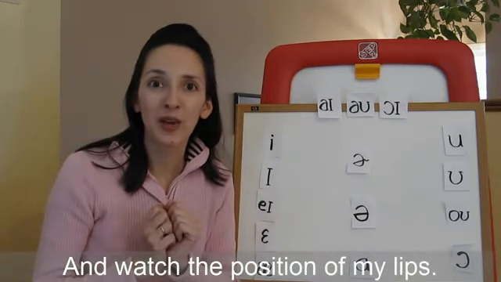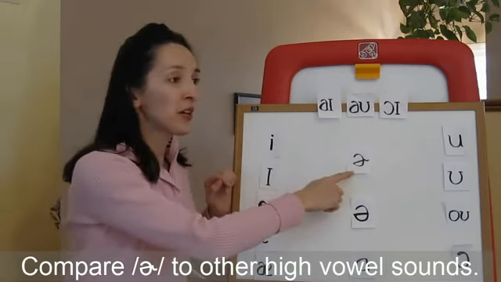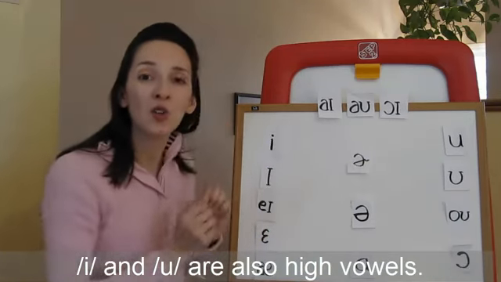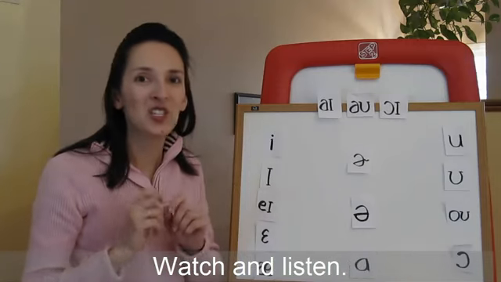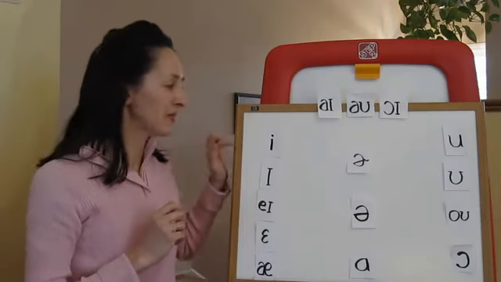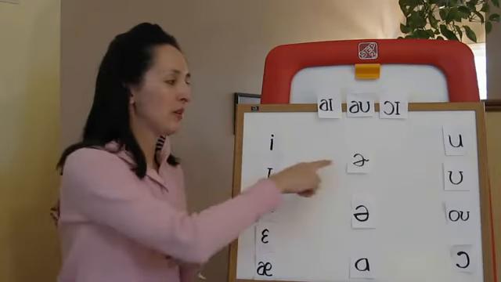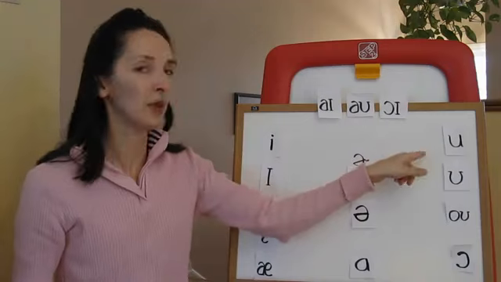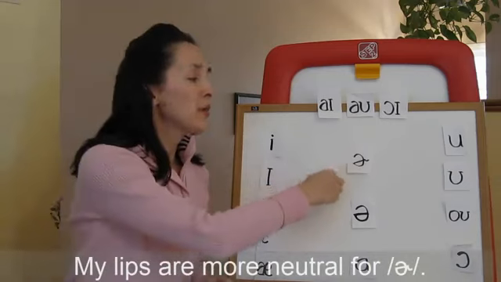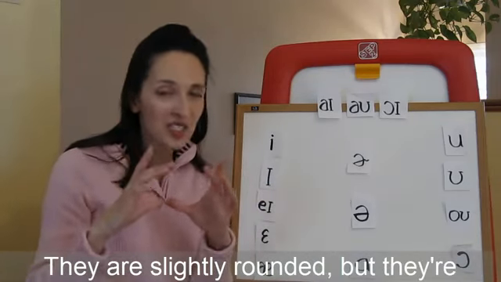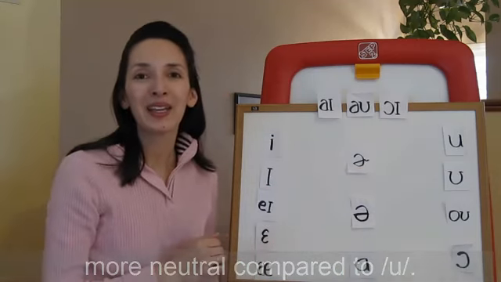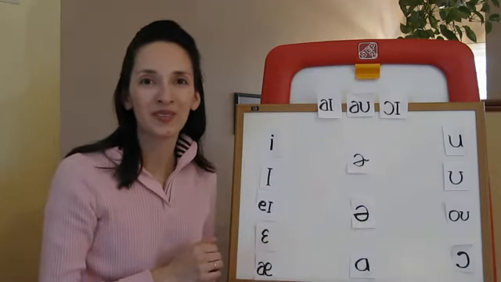And watch the position of my lips. Compare er to other high vowel sounds. E and oo are also high vowels. Watch and listen. E, oo. E, oo. My lips are more neutral for er. They are slightly rounded, but they're more neutral compared to oo. E, oo.